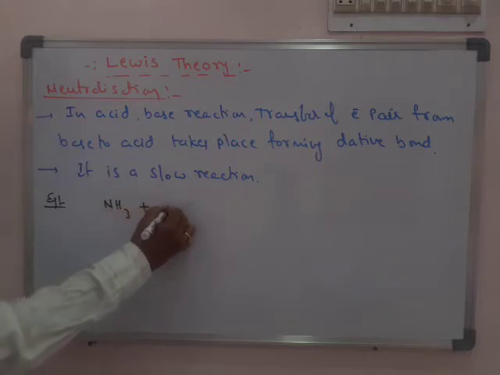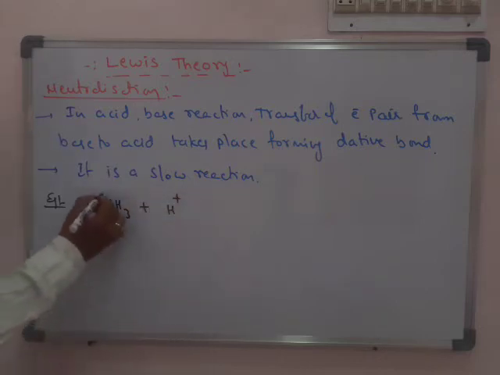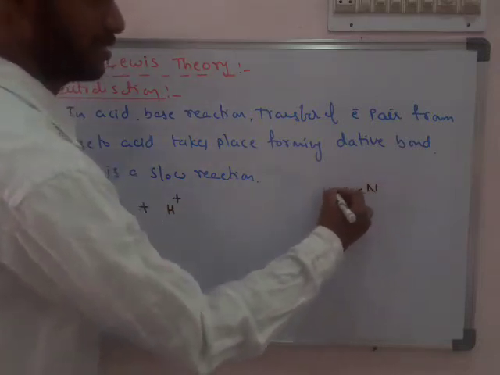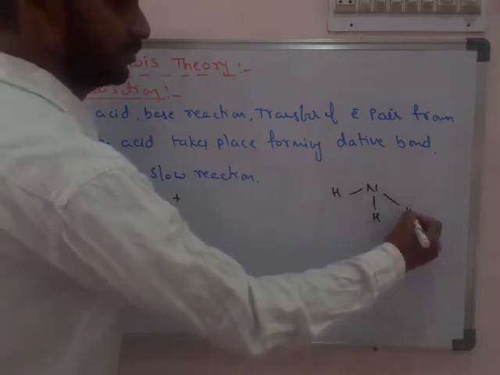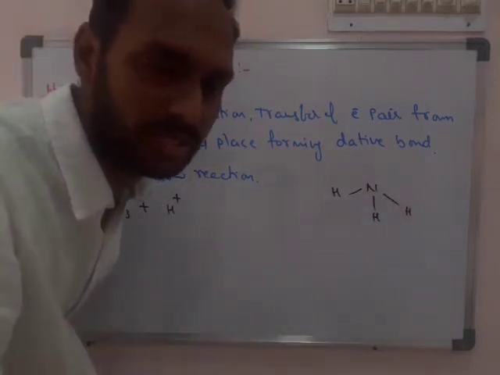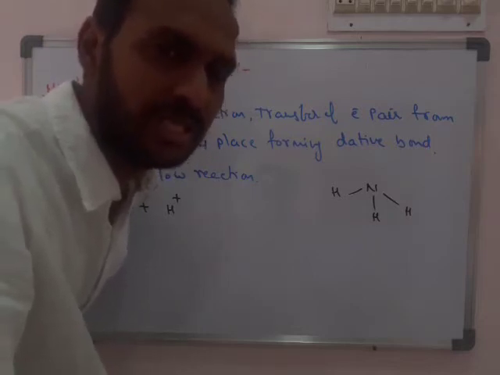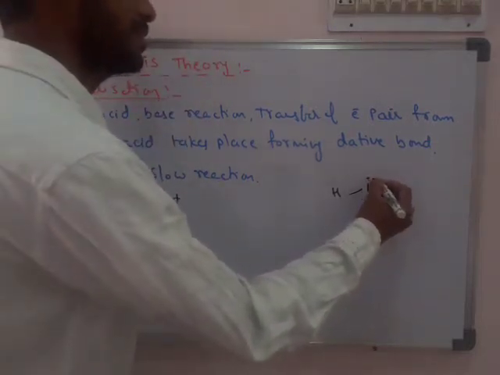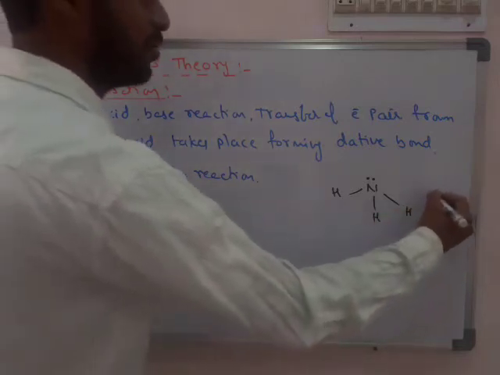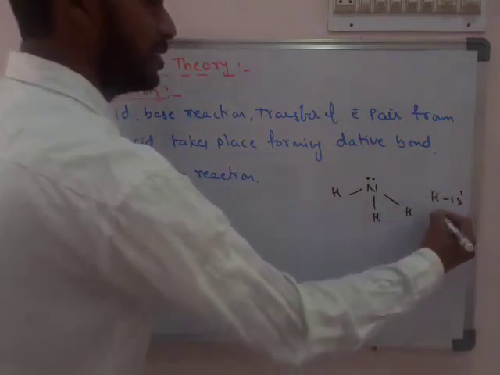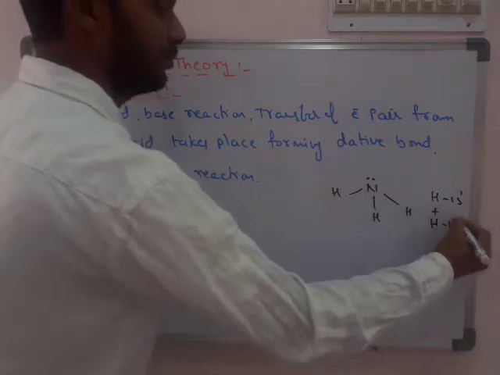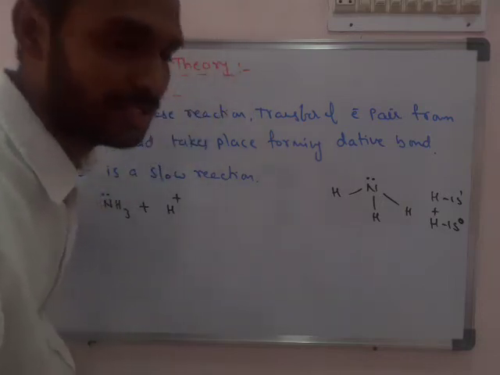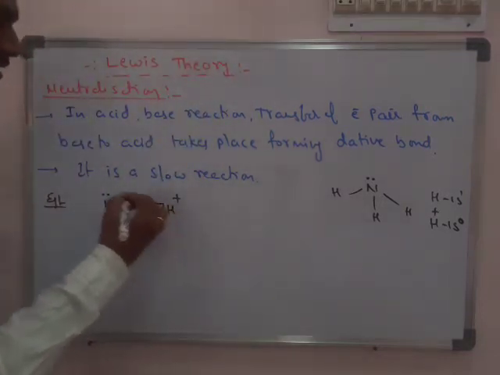Okay, now we see some examples of acid-base reactions. See the reaction between NH3 and H+. In NH3, nitrogen has a lone pair of electrons. Nitrogen has 5 valence electrons. Of these, 3 electrons are used in bond formation with the 3 hydrogens, and one lone pair is present on the nitrogen. Normal hydrogen is 1s1. H+ becomes 1s0, because of losing one electron, meaning the 1s orbital is vacant.